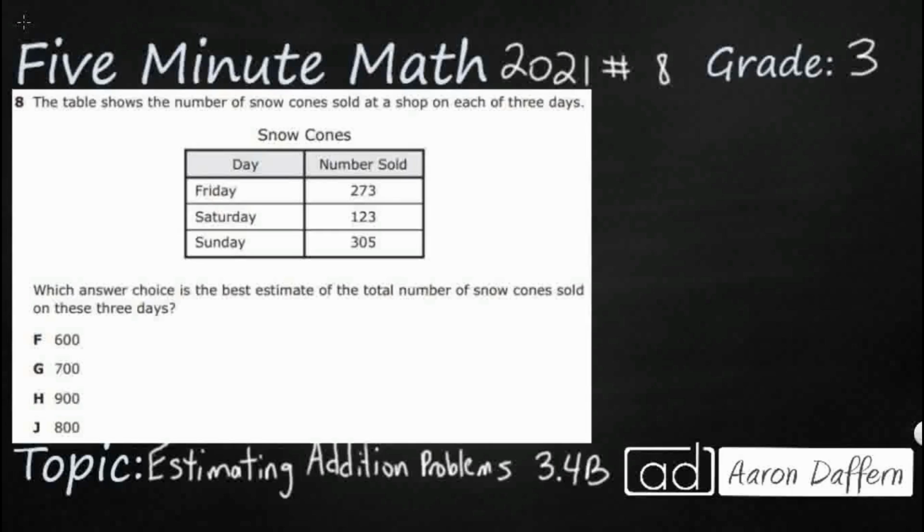Today we are looking at the third grade concept of estimating addition problems. This is standard 3.4b in the great state of Texas, and we are using item number 8 off the 2021 released STAAR test. If you have not done so already, please go ahead and take a moment to pause the video, work this problem out on your own, unpause it, and then we will look at our answers together.